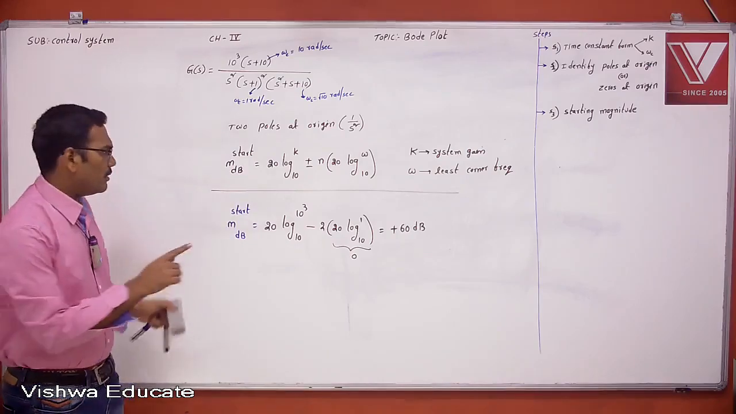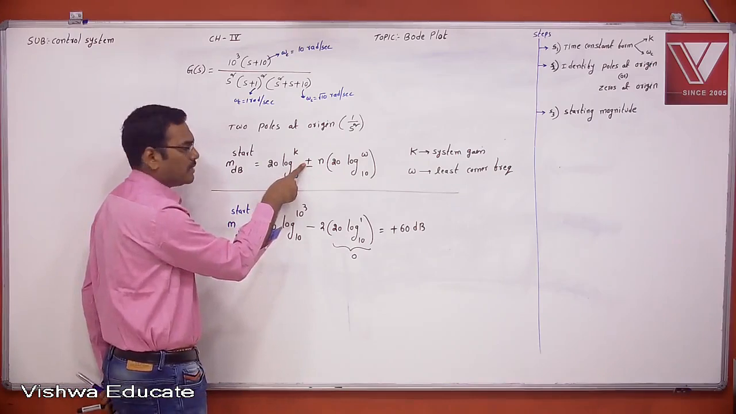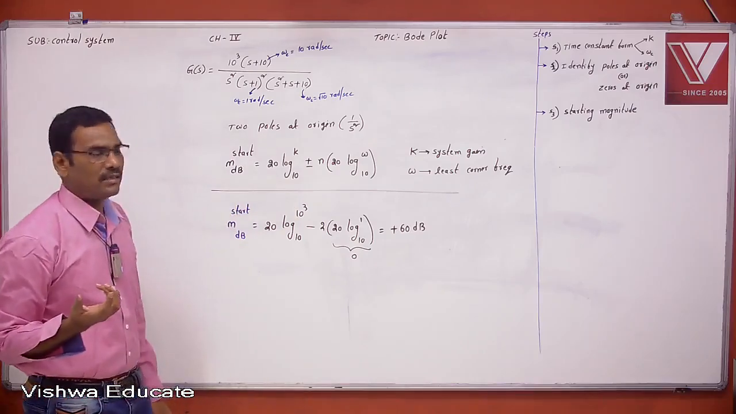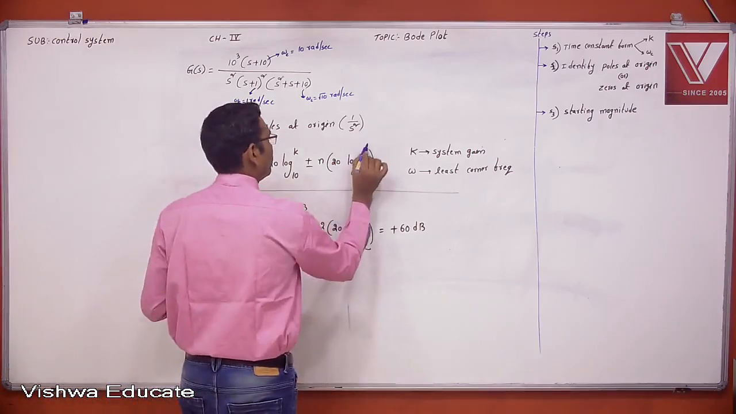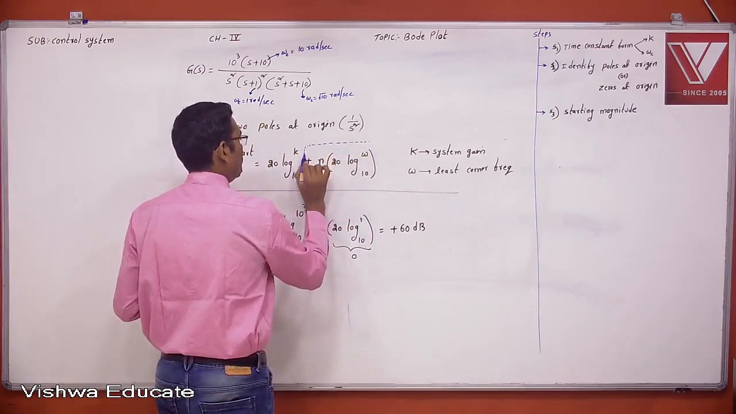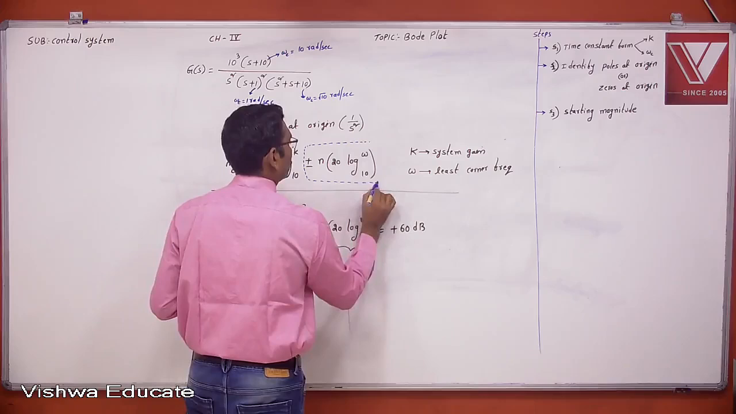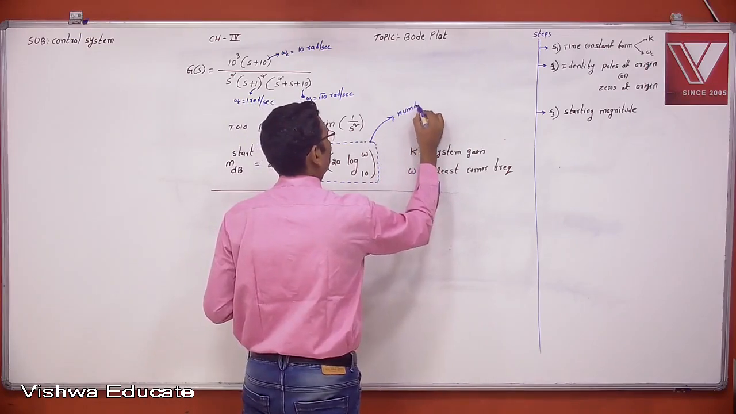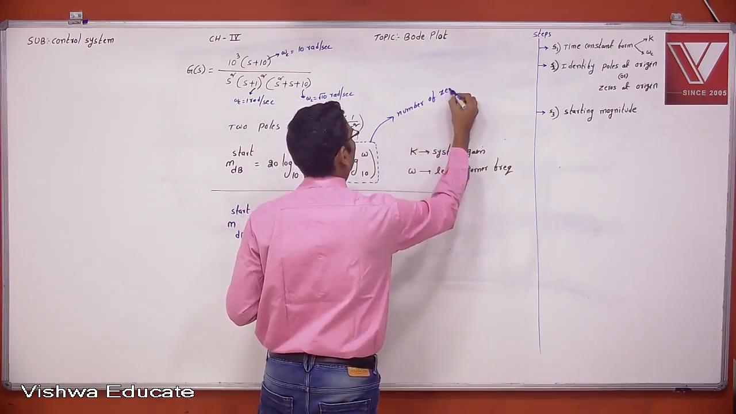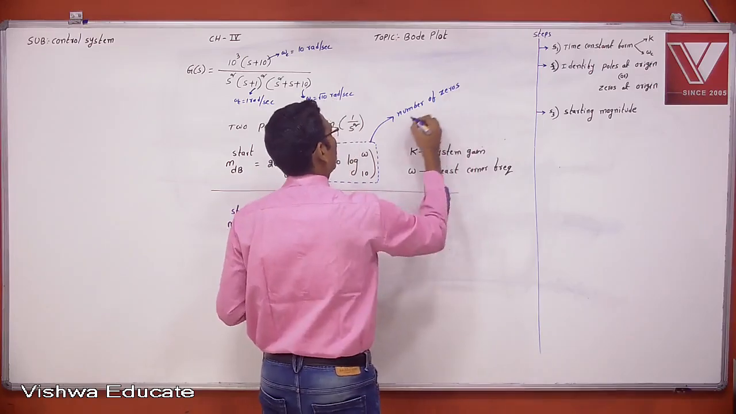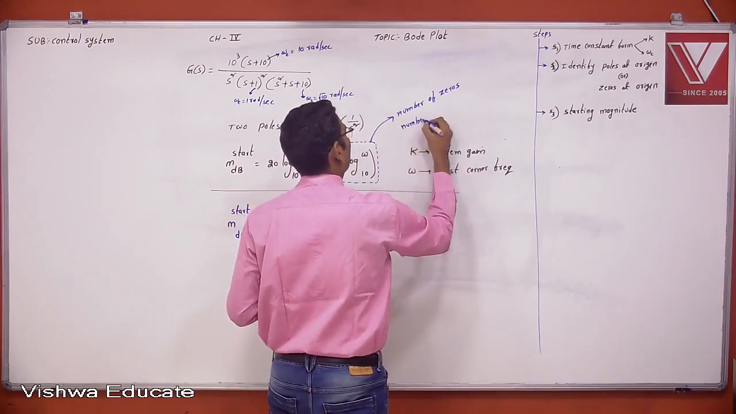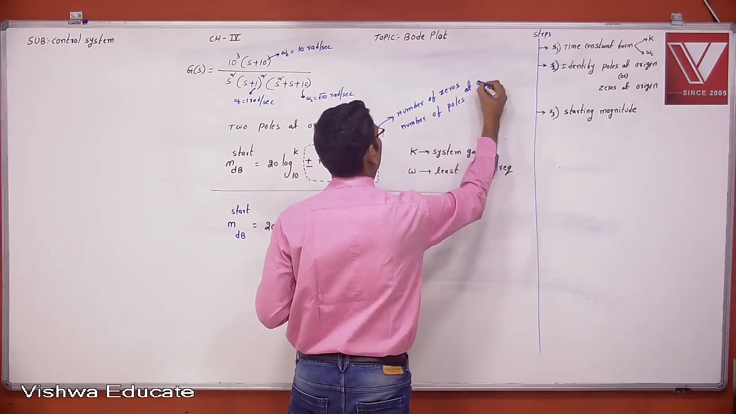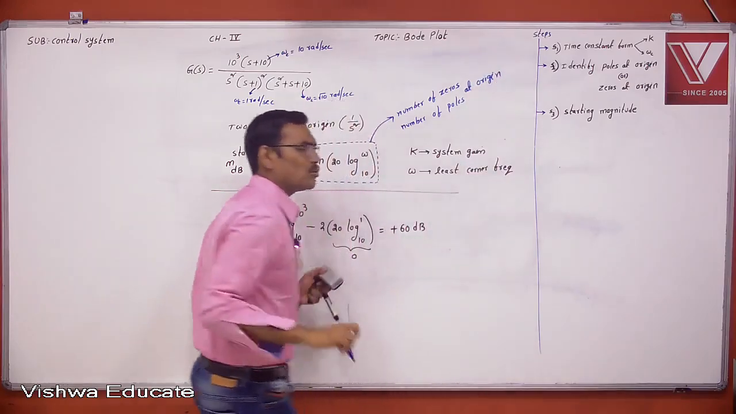Do you understand or not? Zeros at origin you have to consider plus. Poles at origin you have to consider minus. N means how many zeros at origin or how many poles at origin. So this second part belongs to the number of poles, number of zeros, or number of poles at origin.